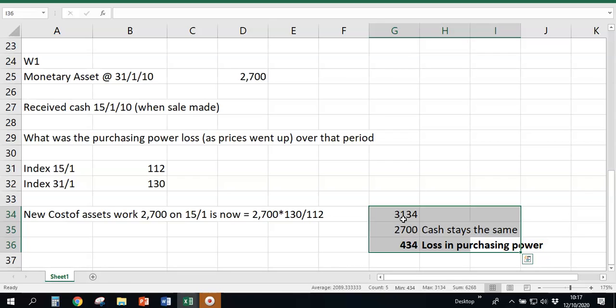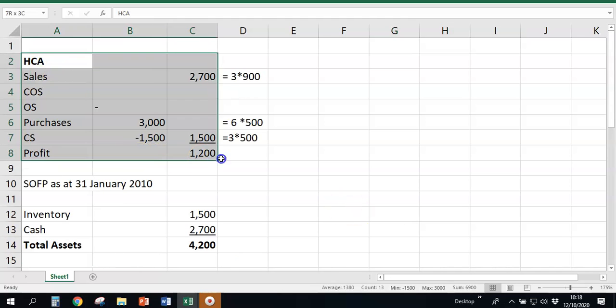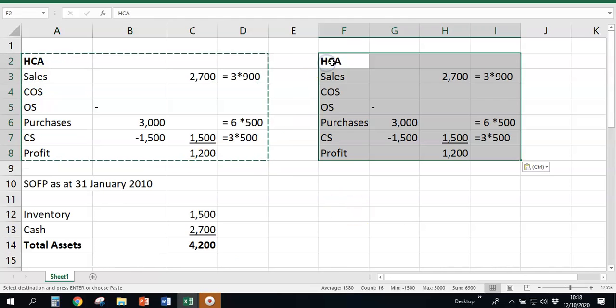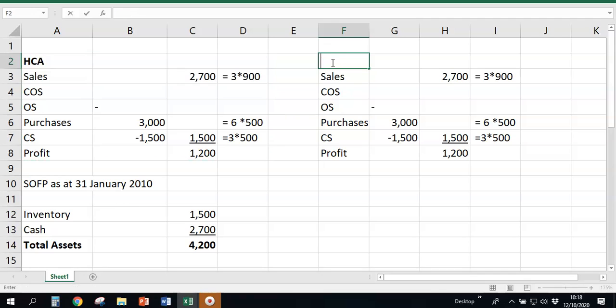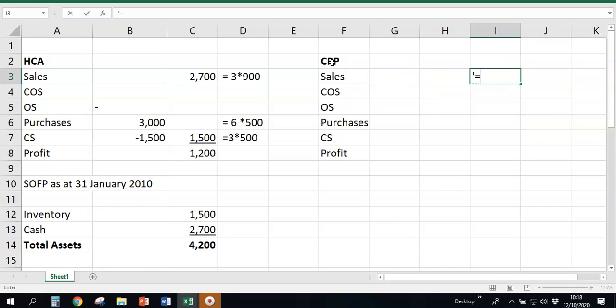We then go back to our statement. We take our statement of profit and loss. We'll put it here. I'm going to call this CPPA. And we're going to look at what our P&L is going to look like. The sales, you need to adjust. They're now the historical cost sales, 27, times 130 over 112. And that is your 3134.